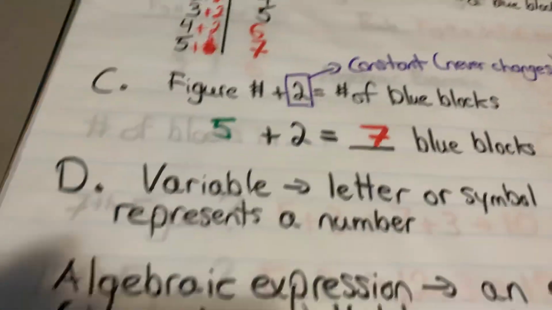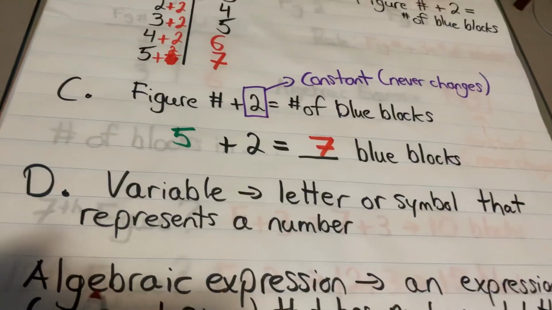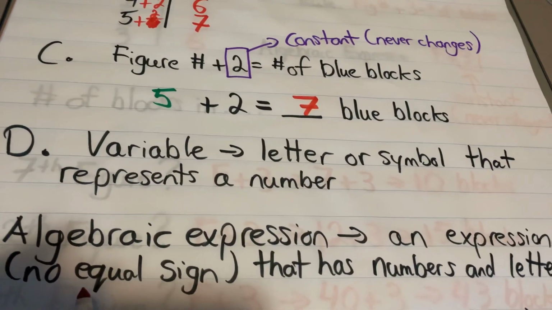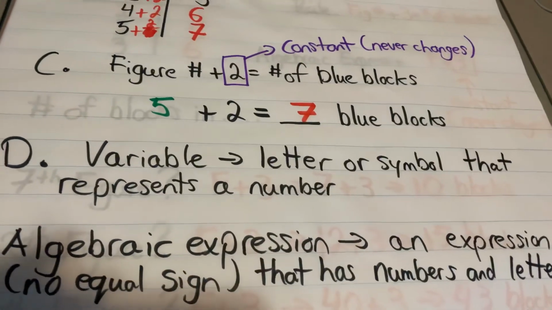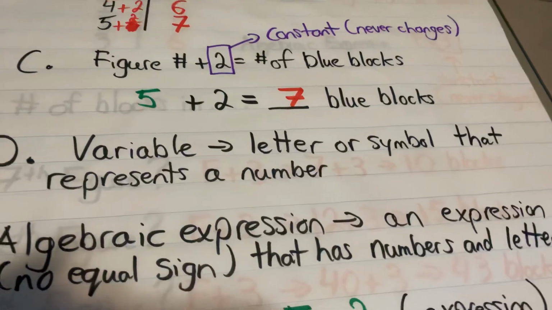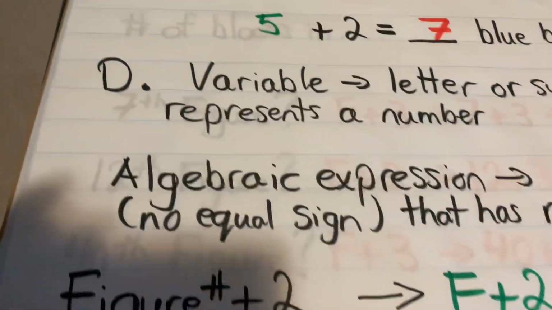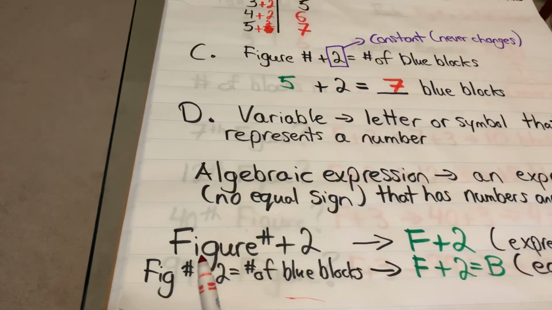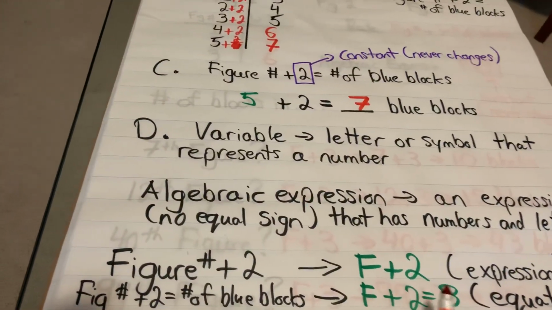All right? And remember that we can use an algebraic expression. So algebraic just means algebra. An expression has no equal sign and has numbers and letters. So if you ever come across a number sentence that doesn't have an equal sign, but it has numbers and letters in it, that's an algebraic expression. So for example, it's really hard when you keep seeing the shadow of my big head. So for example, figure number plus 2, or f plus 2, is an expression.